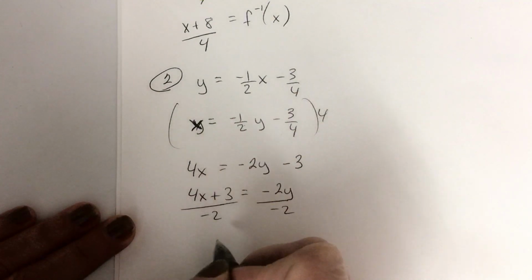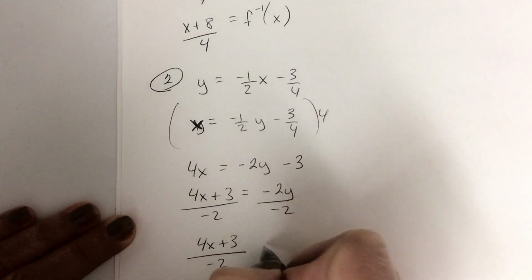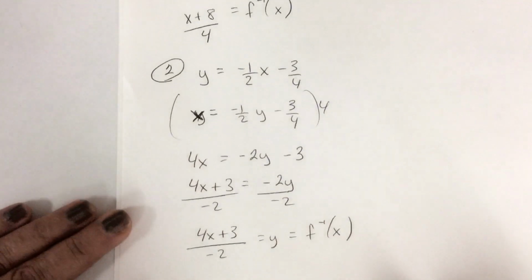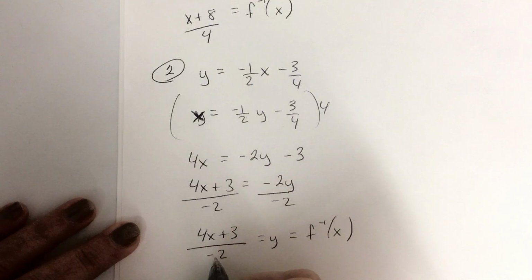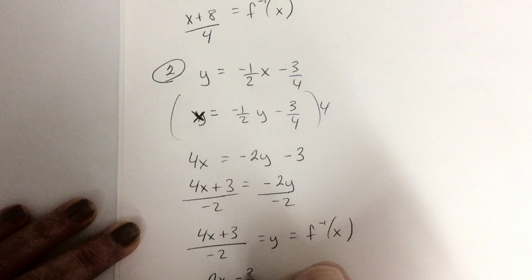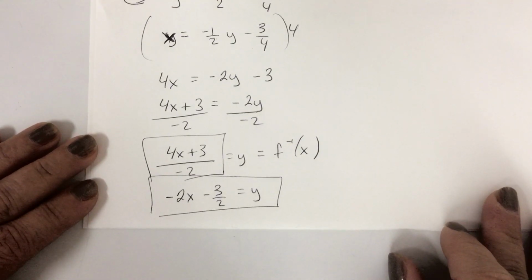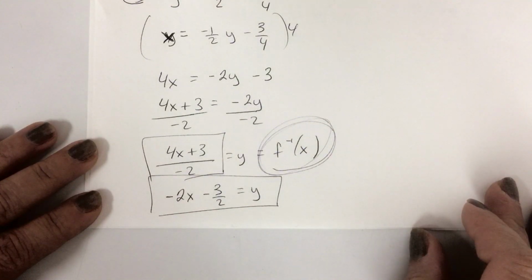Now you could just leave it like this, okay? 4x plus 3 over negative 2 is equal to y, which might be called f inverse of x, okay? Some people like to divide it out. So if you divide negative 2 into both those things, you have negative 2x minus 3/2 is equal to y. So either of those would work. Either of those would work for the inverse. And the symbol is f inverse like that, f to the negative 1.